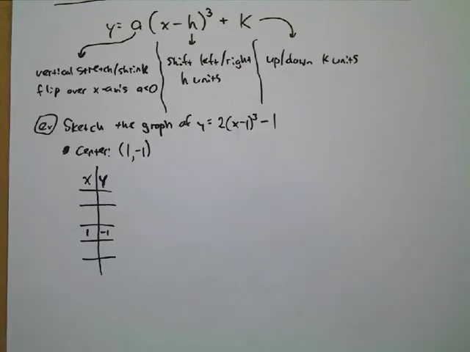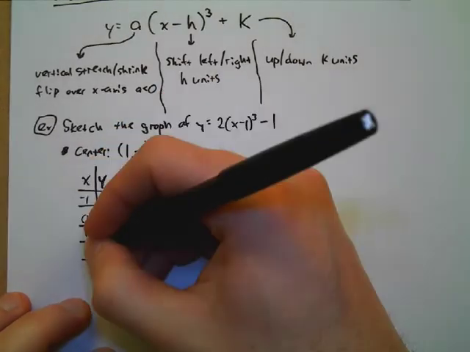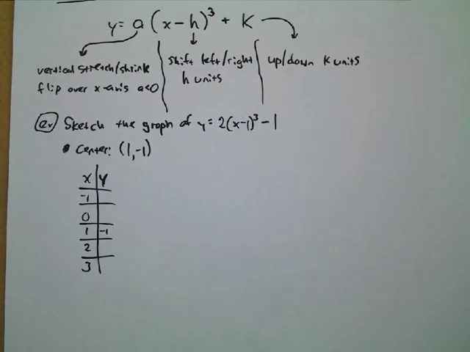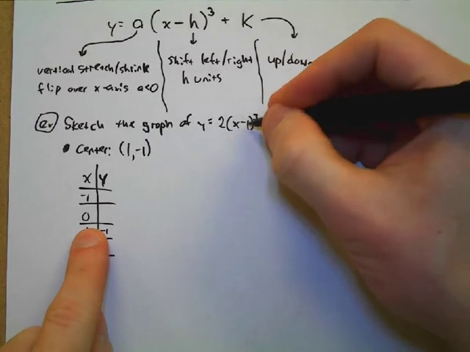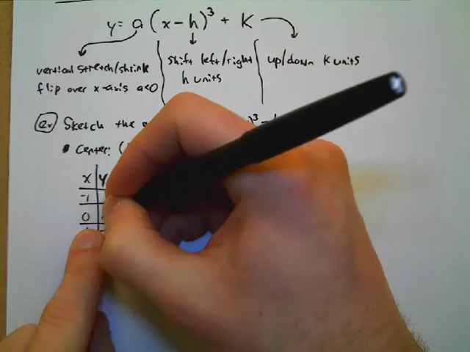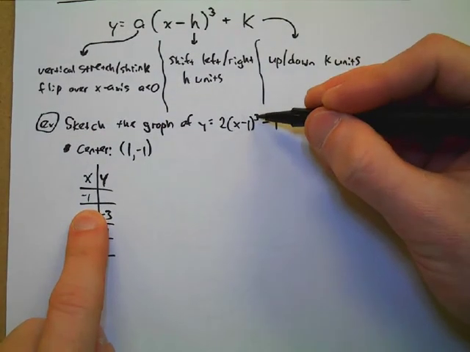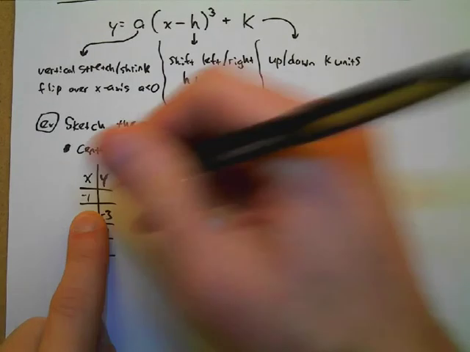So we put 1, negative 1 in the center of our table, pick 2 points before, pick 2 points after, just like we did for quadratics. So 0, negative 1, and then 2 and 3. And then we plug them in and get our matching y values. So 0 minus 1 is negative 1. Cubed, negative 1, times 2, negative 2, minus 1, negative 3. Negative 1, minus 1, negative 2. Cubed is negative 8, times 2 is negative 16, minus 1 is negative 17.